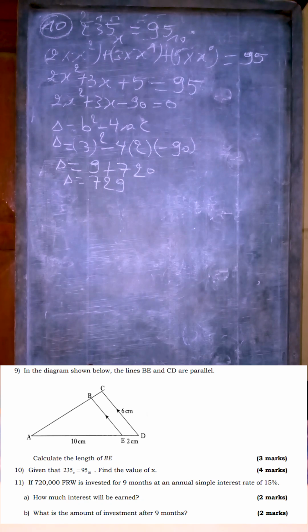Then what is going to be the next is to check the square root of 729. Let me check the square root. Okay, the square root of 729 is 27.